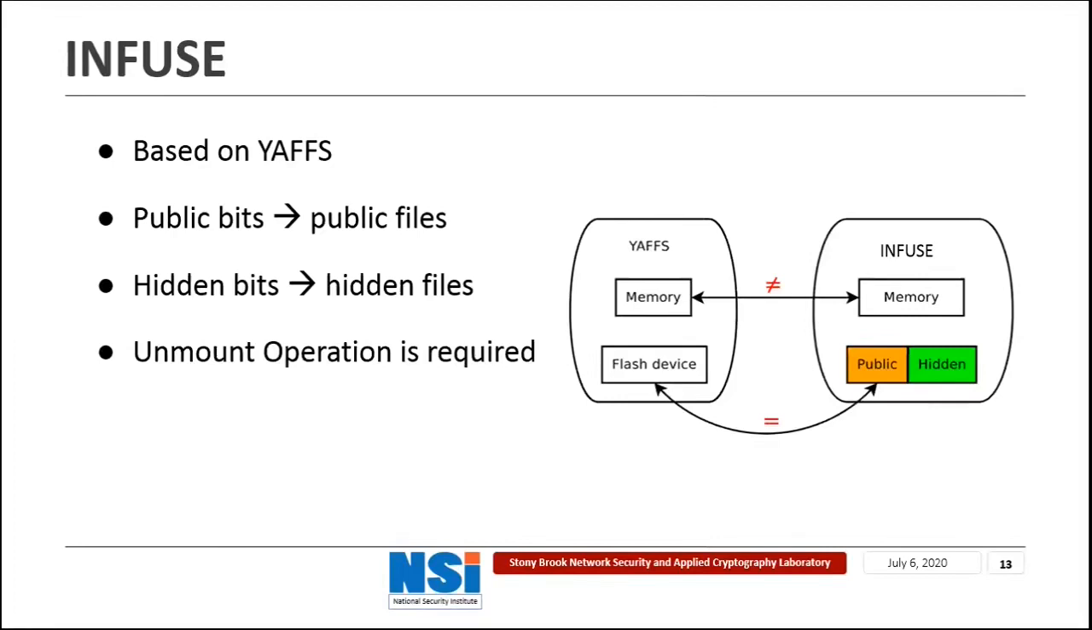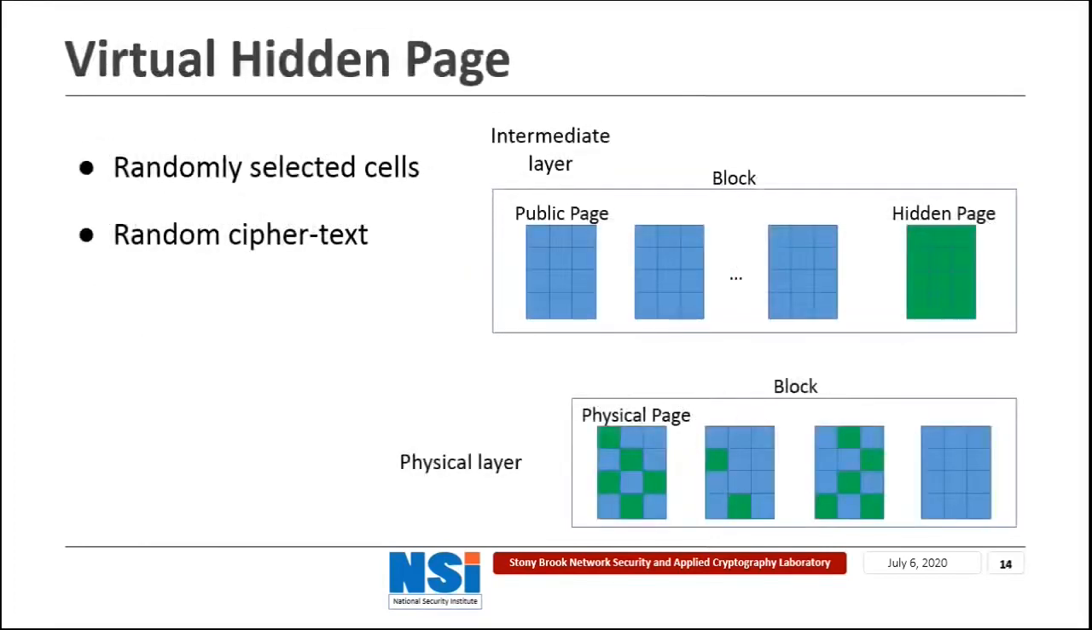First of all, INFUSE is built upon an intermediate layer above the physical layer of a NAND Flash device. We randomly select physical cells to store extra hidden bits, and we organize those hidden bits as hidden pages in the intermediate layer.